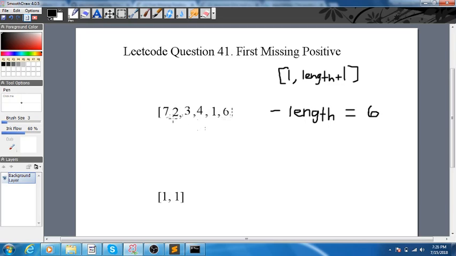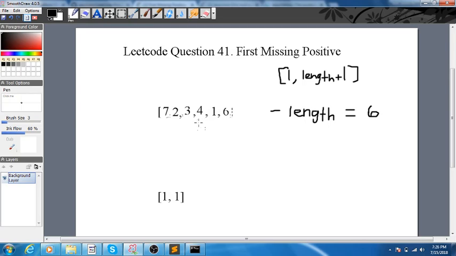We'll check, okay, is 2 in our range? Yes, 2 is in our range. So we'll look to swap it. Does 2 go here? Well, 2 actually goes here, so we won't swap it. We'll do the same thing with the 3. The 3 is in our range, so we're good. It's between 1 and 6. And then we'll say, okay, does the 3 go here? Well, yeah, so we'll move on.